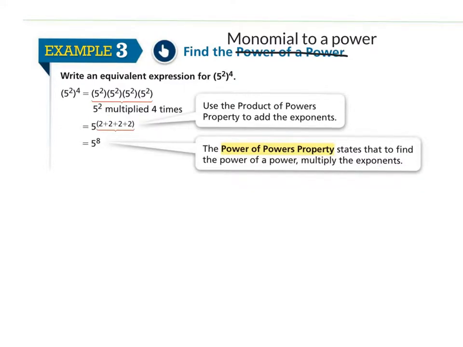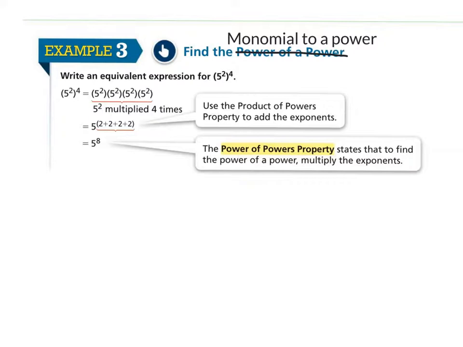Example 3, it says find the power of a power. Mathematical technicality may be better worded as a monomial to a power. Anyway, so we've got 5 squared to the 4th power. Basically what's happening is that we can just rewrite this. If you take something to the 4th power, you're multiplying it by itself 4 times. So 5 squared to the 4th power means 5 squared times 5 squared times 5 squared times 5 squared.